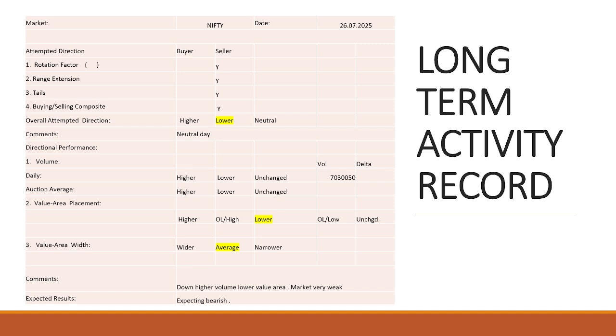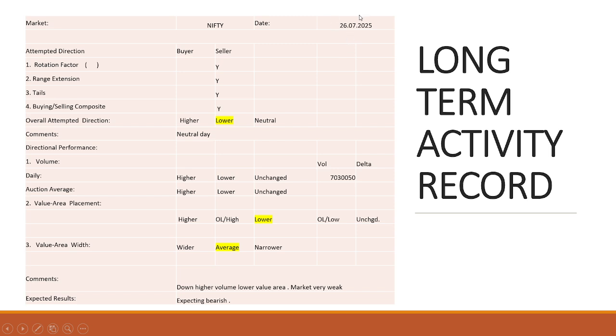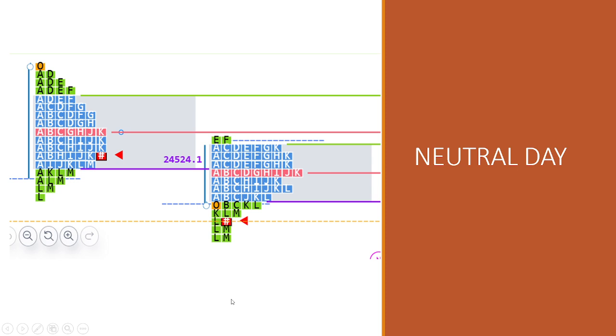So, as per the long-term activity record, it was a seller-dominated day. On this date, there is an error. It is the 28th. So it was a seller-dominated day with a high volume as well as value area placement towards the lower side. That indicates the market is very weak and we need to expect a bearish sentiment.